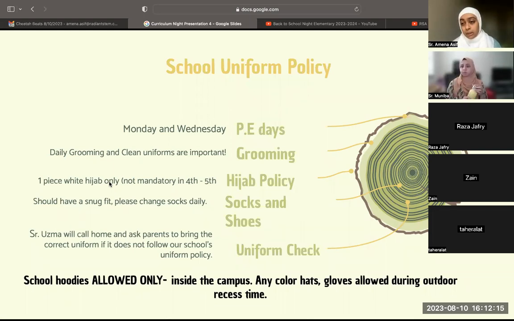Fifth and up, we are going to be a little bit stronger on getting them into the habit of wearing the hijab. So please, we have quite a few vendors in the area, make sure you have a clean white hijab. Since they do salah in school, it's important that they have a hijab on for salah.